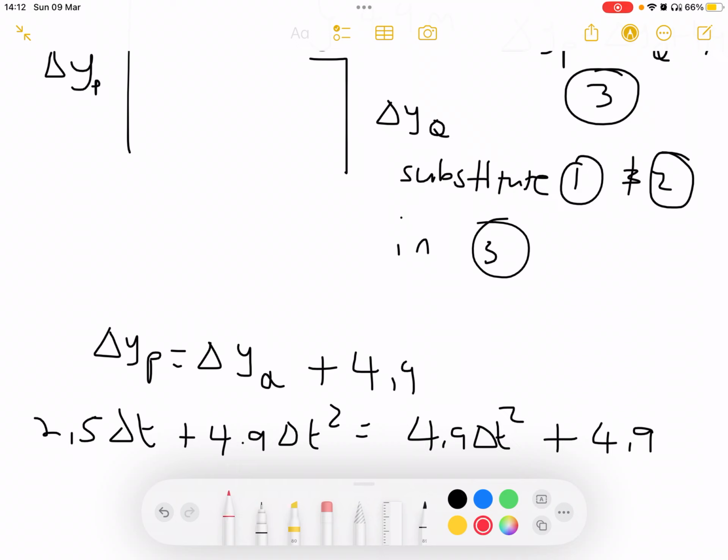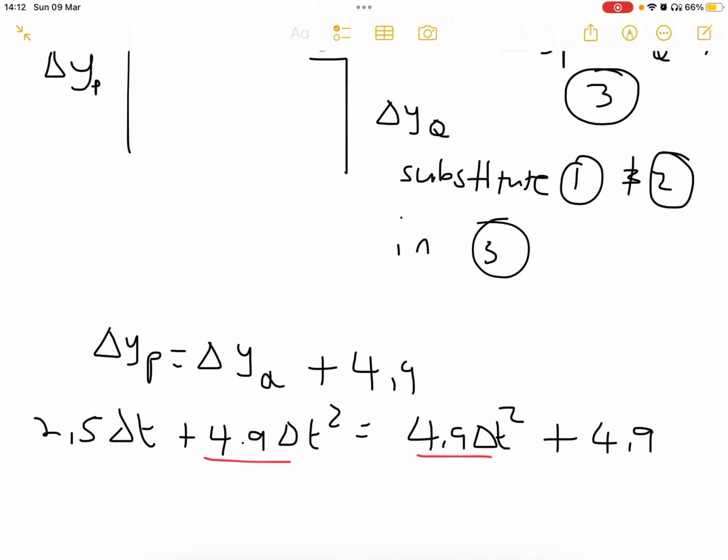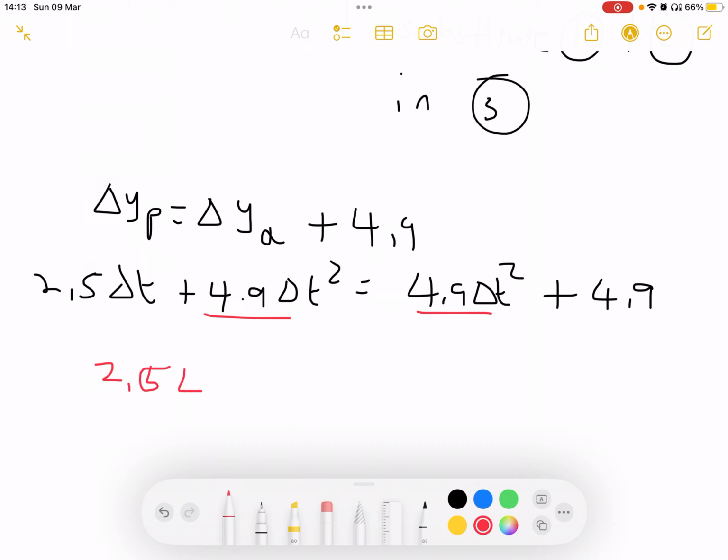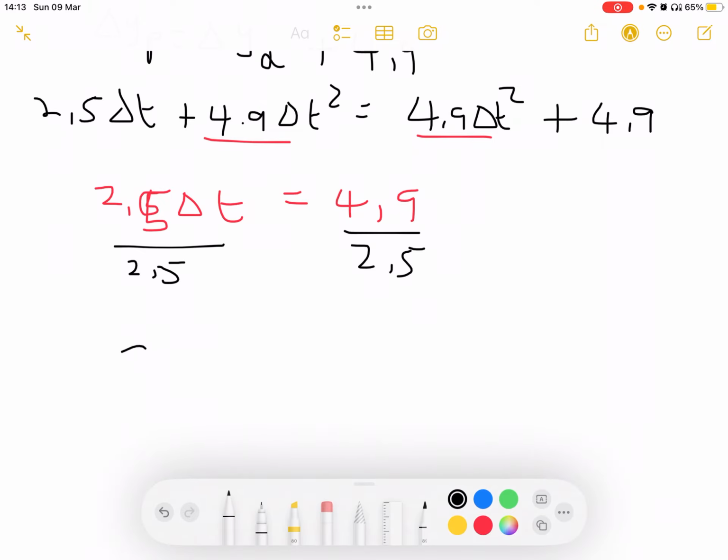Now these two are going to subtract each other, and we'll be left with 2.5 delta t is equal to 4.9. And then you can divide on both sides by 2.5. Then we get our delta t equal to 1.96 seconds. So that is the time both ball P and ball Q hit the ground, at 1.96 seconds.